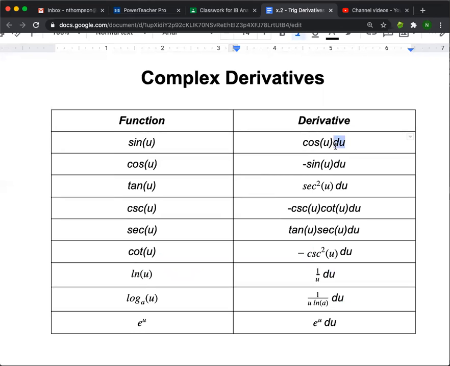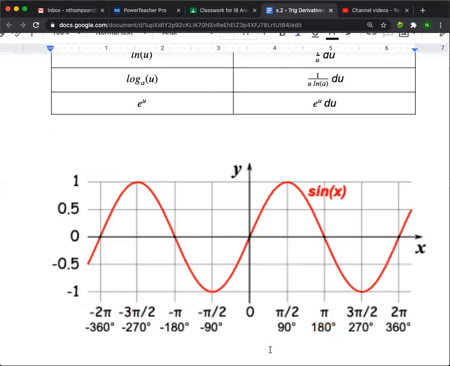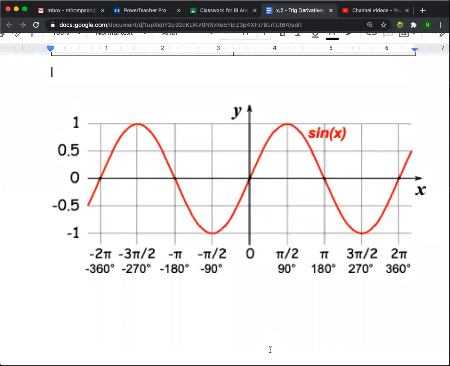What it means is you're going to take the derivative, the du refers to the derivative of u. So for example, the reason why the derivative of sine of x is just cosine x is that I would take cosine of the value of x times the derivative of x. And the derivative of x is just 1. So we have du. So that would just be cosine x.